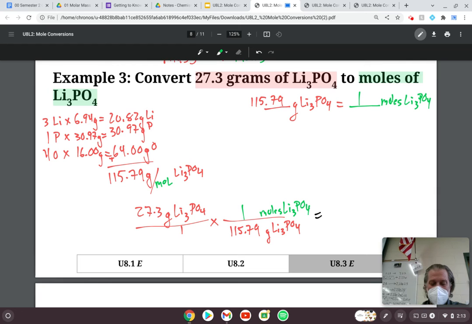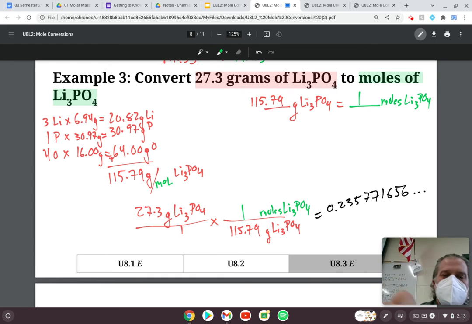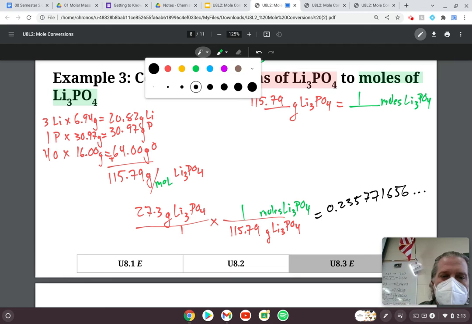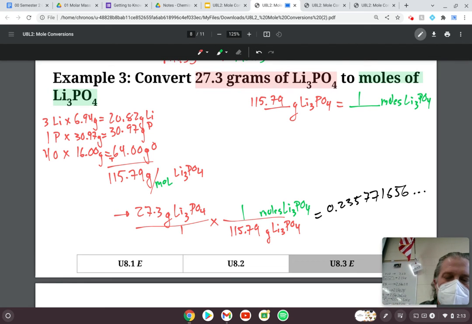27.3 divided by 115.79 gives me a value somewhere around 0.235771656. We have to assess significant figures, and hopefully I can do it right this time. So I'm going to draw an arrow here, and I'm going to draw an arrow here and count. So this is 1, 2, 3, 3 sig figs. This is 1, 2, 3, 4, 5 sig figs. So my final answer should have 3 sig figs.